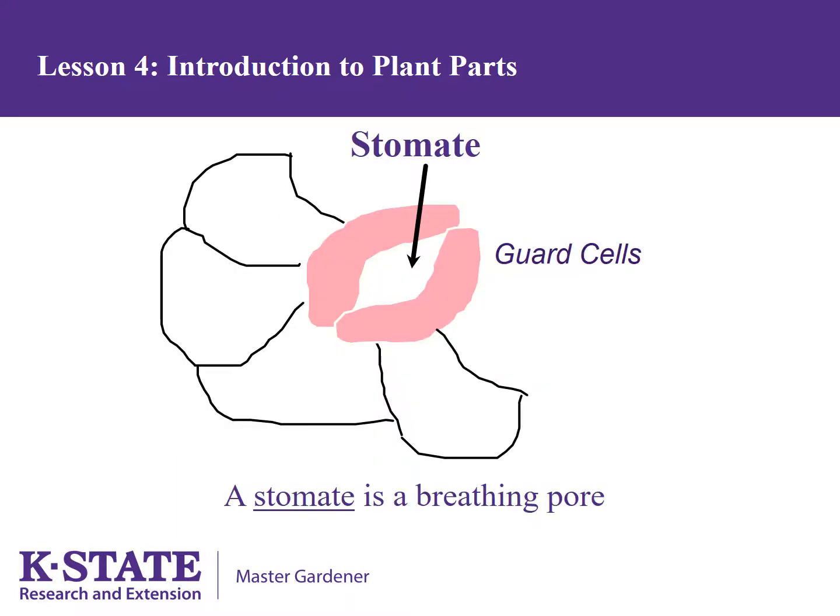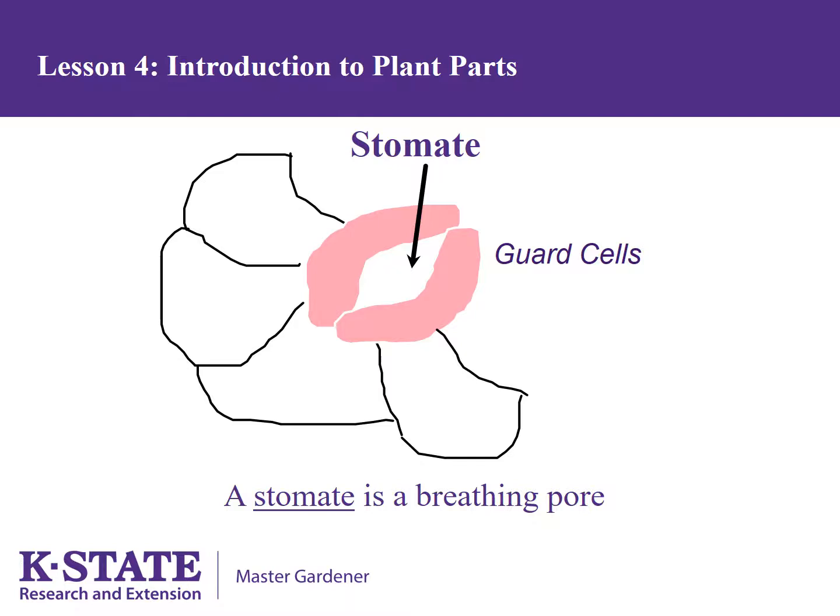The size of the stomate opening is controlled by guard cells. The guard cells can open to allow the maximum amount of gas exchange or close to cut it off. An open stomate means photosynthesis will be more efficient because there is more carbon dioxide available.